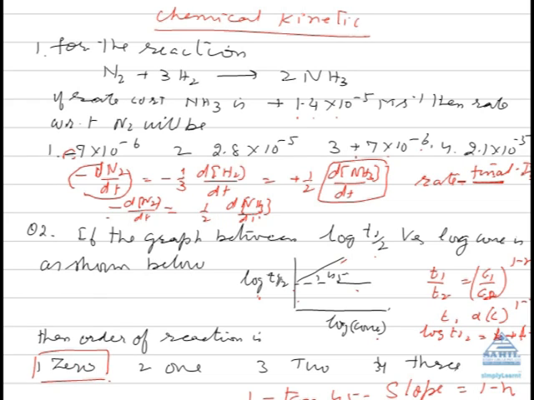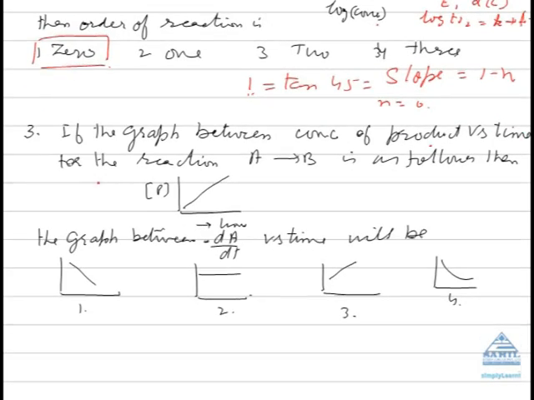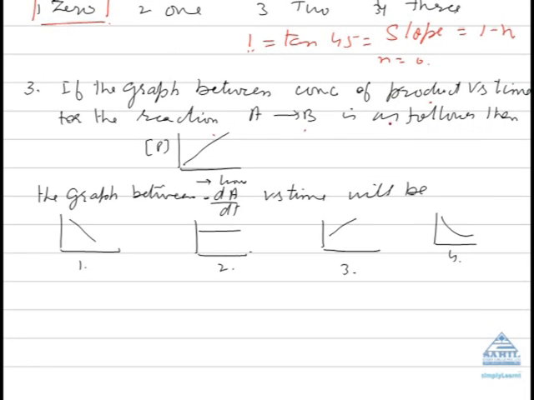Now, if the graph between concentration of product versus time for the reaction is given, then the graph between rate of reaction versus time will be. So you have to predict in which case the graph will be a straight line between the concentration and time.